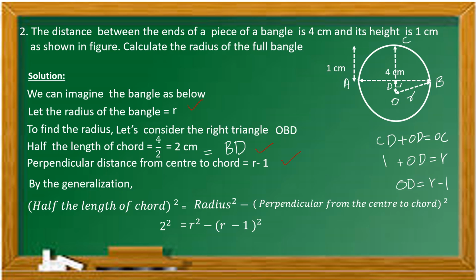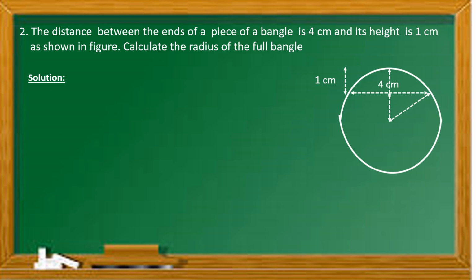So there is no change for r square, that is r square, and 2 square, that is 4, equals r square. And what about r minus 1 the whole square? R minus 1 the whole square is in the form a minus b the whole square, isn't it? And what is the expansion? Yes, a square plus b square minus 2ab. So this will be r square minus 2r plus 1.